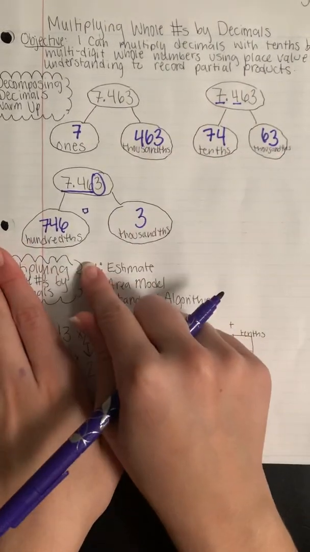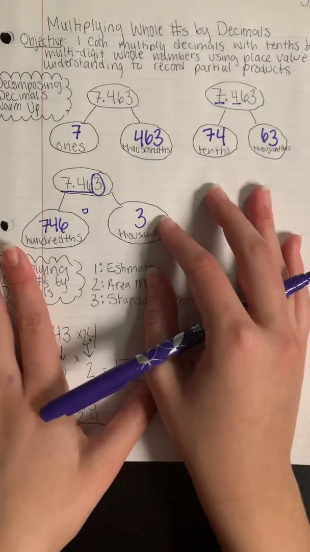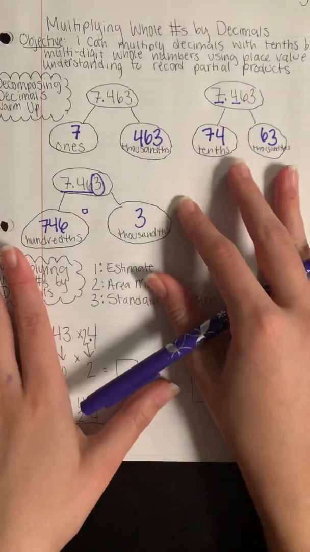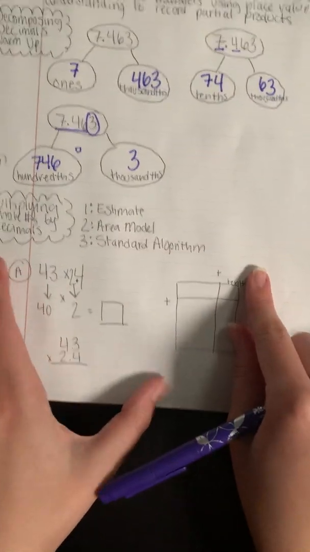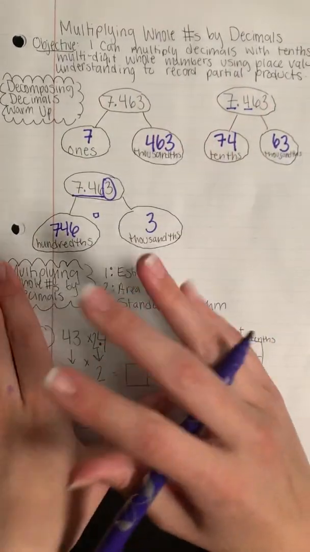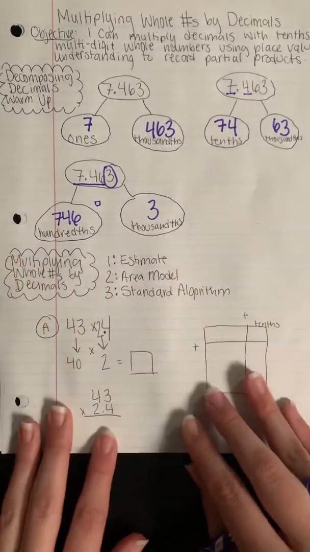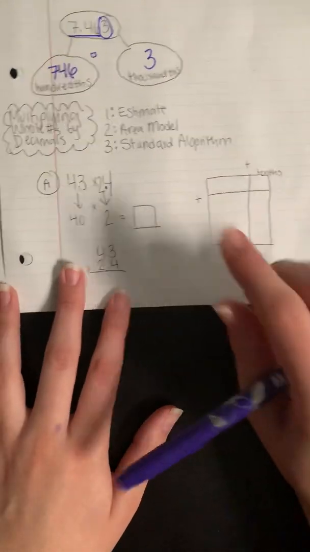These decomposing webs are a really great little mini strategy that you can use when you're thinking of expanded form, or when you have to break apart the decimals, like when we're doing the area model strategies down here. So that's just another little tool that you can put in your toolbox when we're working with decimals, since we will have to decompose them down here.